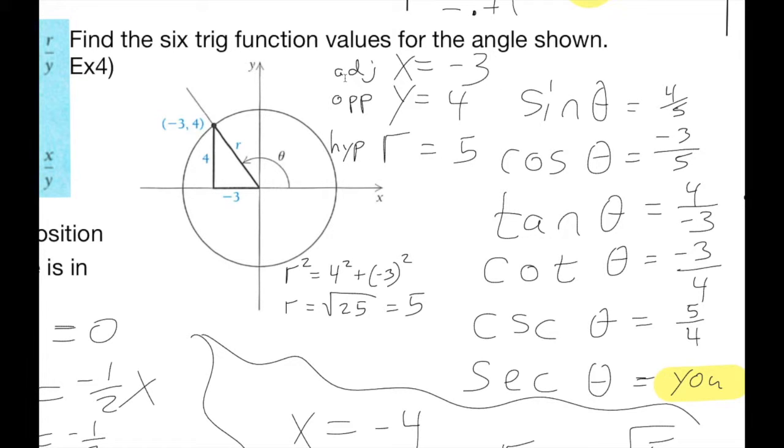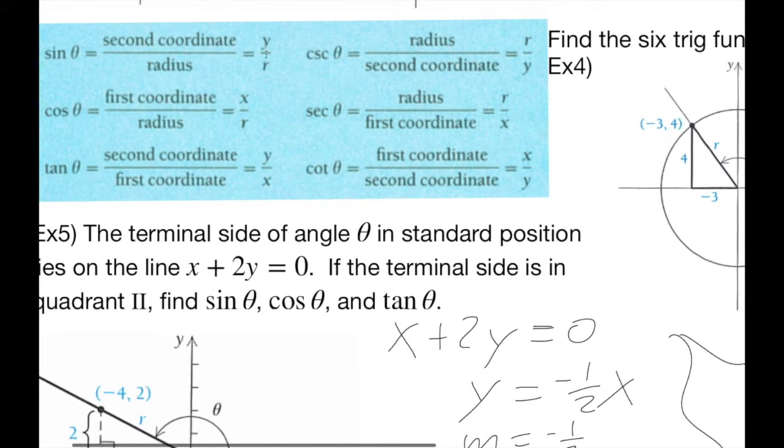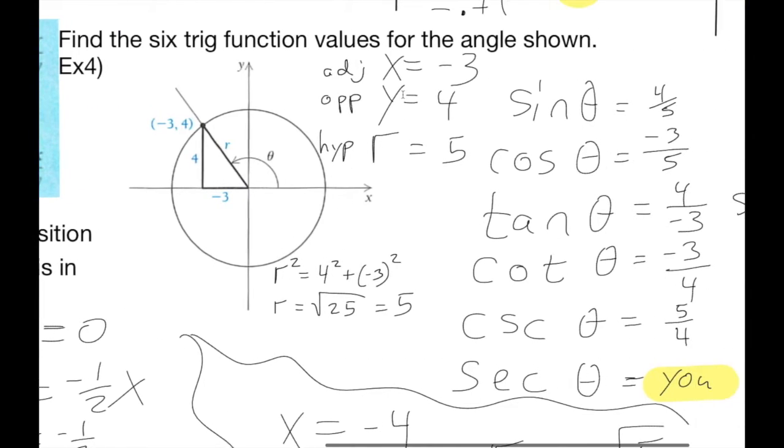So if you're a big fan of SOHCAHTOA, then the x length here is going to be adjacent. This y leg is going to be opposite, and we've got the hypotenuse. So sine is opposite over hypotenuse, and that's 4 over 5. Or if you want to use this chart, it's y over r. In any case, it's 4 over 5. The cosine is the other one, -3 over 5, and the tangent would be sine over cosine.